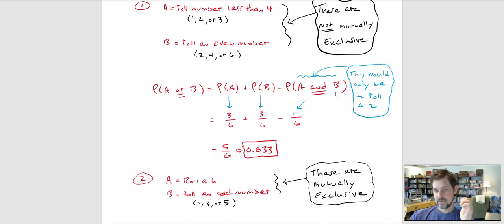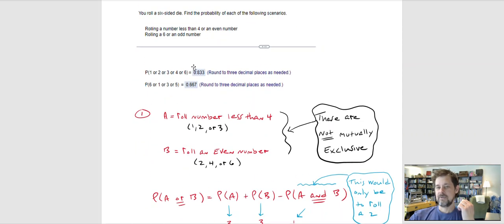All right, so here's my equation. If I add this all up, I get 6 out of 6 minus 1 out of 6. That's 5 out of 6, or 0.833. So like 83% chance that I roll this die and I get a number less than 4 or an even number. Okay. All right, so that's how I put my answer into this first one. Let's look at the second one.